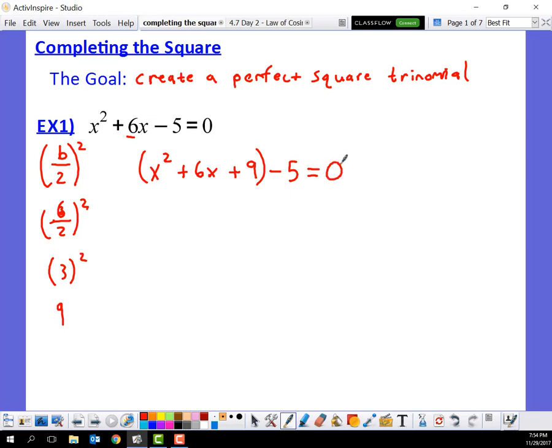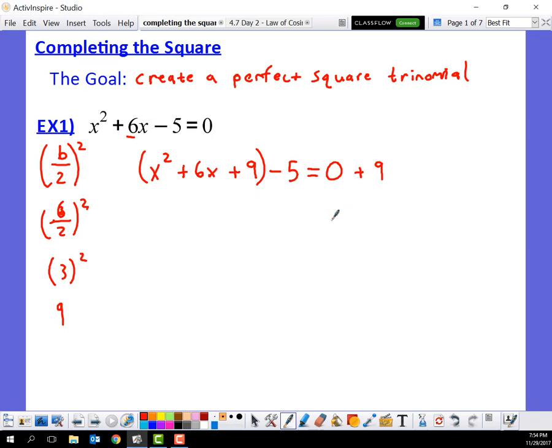Now here's the part that everybody always messes up. You have to remember, on the left-hand side of this equal sign, we added 9. So to balance this equation out, whatever you do to one side of an equation, you have to also do to the other side. Since I added 9 to the left side of the equal sign, I have to come over to the right and add 9 to keep the equation balanced.